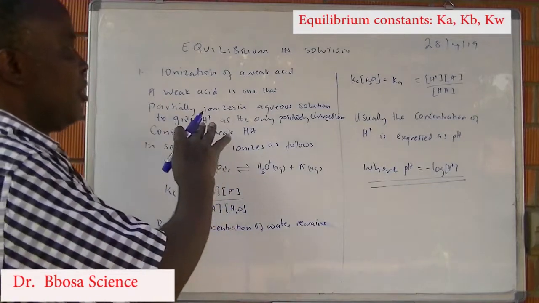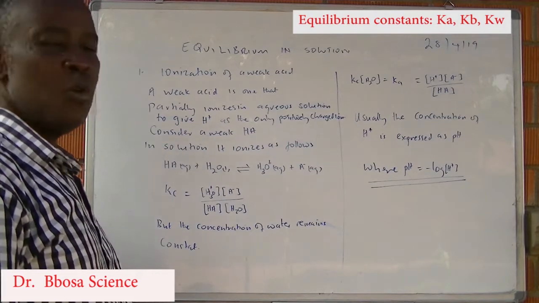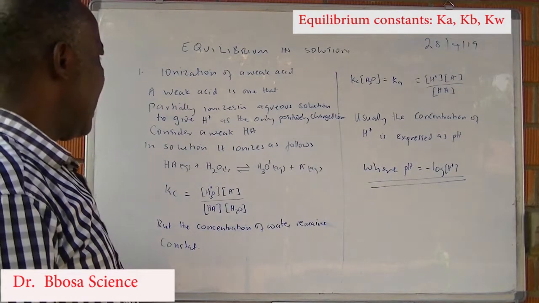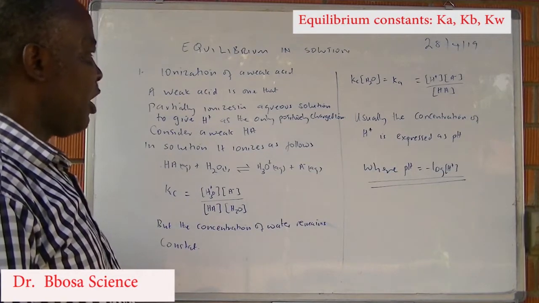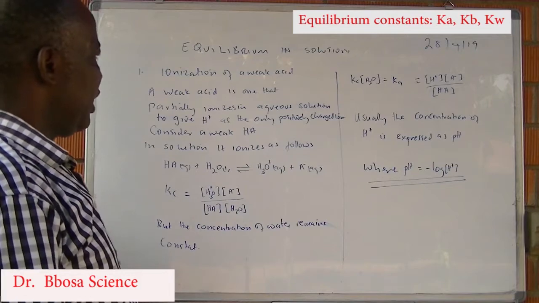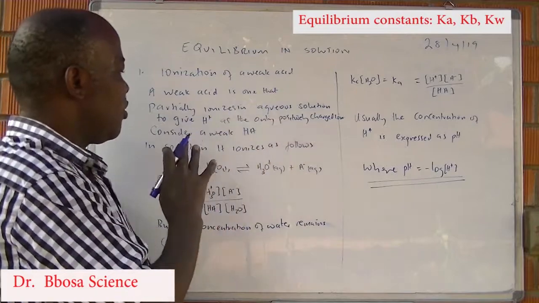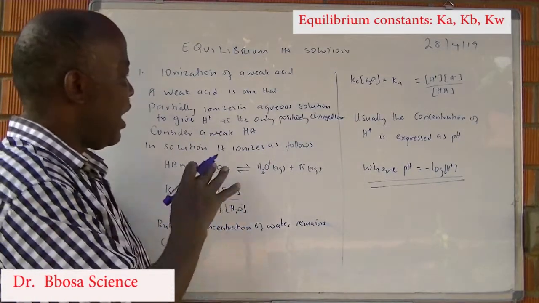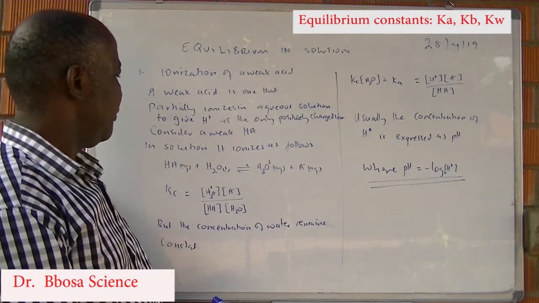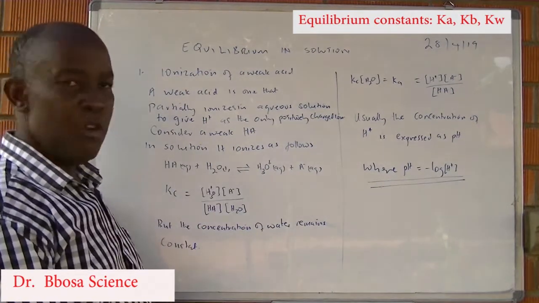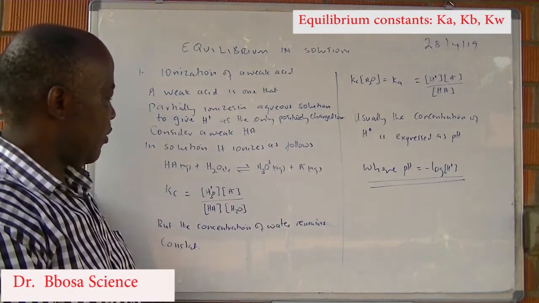We are going to study equilibrium in a solution on 28th April 2019. 1. Ionization of a weak acid. A weak acid is the one that partially ionizes in aqueous solution to give hydrogen ions as the only positively charged ion. Consider a weak acid, HA. In a solution, it ionizes as follows.